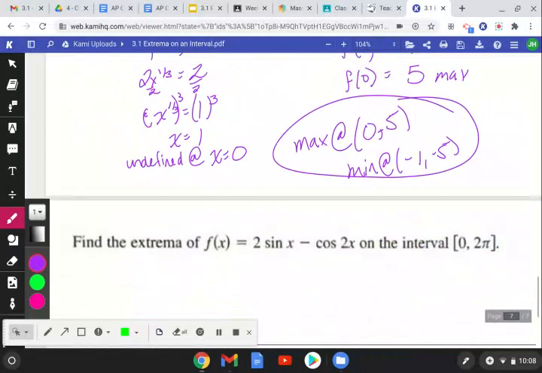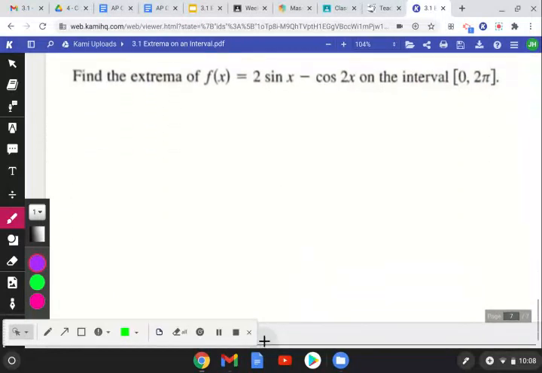All right, we'll do one more. Same concept. We're going to find the extrema of f of x equals 2 sine x minus cosine of 2x on the interval 0 to 2 pi. Okay, and so we're going to look at all of our values that happen here. So first thing, though, we need to talk about the derivative.